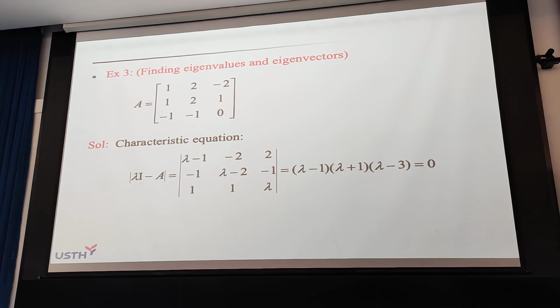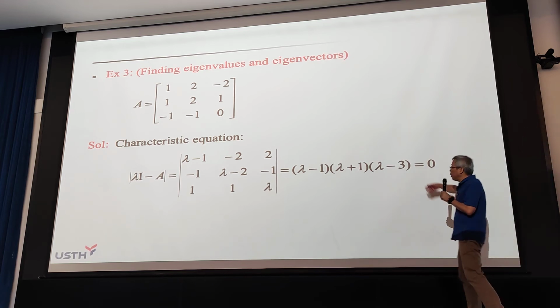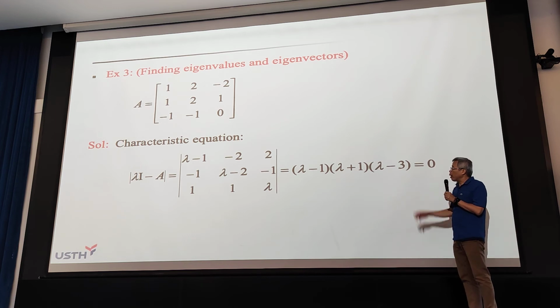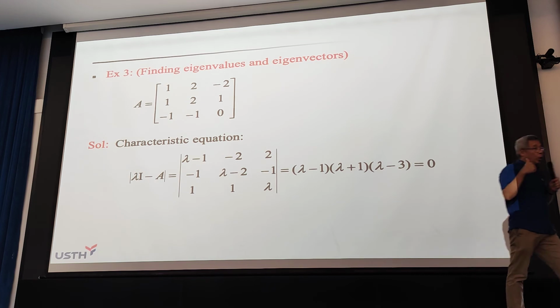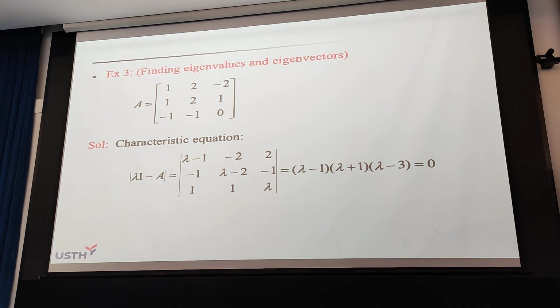And then you see, you will have 3 solutions: lambda equals 1, lambda equals minus 1, and lambda equals 3. So you have 3 solutions of the characteristic equation. It means that the matrix A has 3 eigenvalues, lambda 1, lambda 2, and lambda 3.